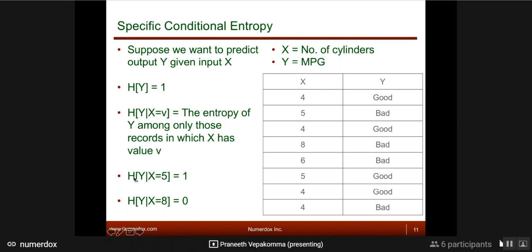So here these are examples. If I'm asking the entropy of y given that x equals 5 cylinders, let's see, 5 cylinders, 1. So he said exactly equal to 5. He didn't even say some interval, like x between 3 and 7. He didn't say greater than or less than. He said exactly equal to 5.